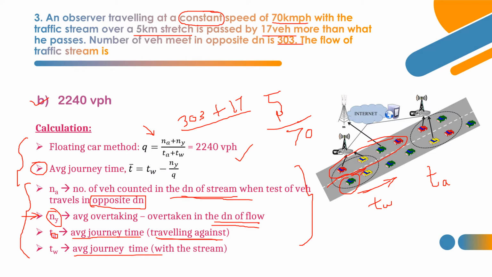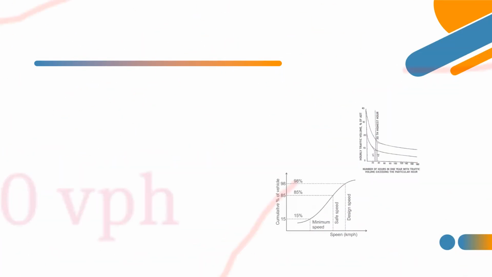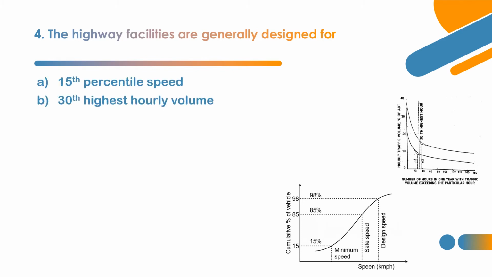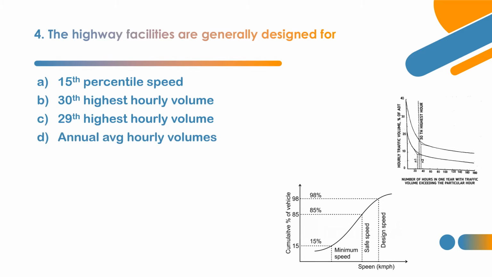Now let's move on to the fourth question. The highway facilities are generally designed for: option A, 15th percentile speed; option B, 30th highest hourly volume; option C, 29th highest hourly volume; option D, annual average hourly volume. So what is the criteria that is usually applied to design highway facilities? What is the correct criteria?